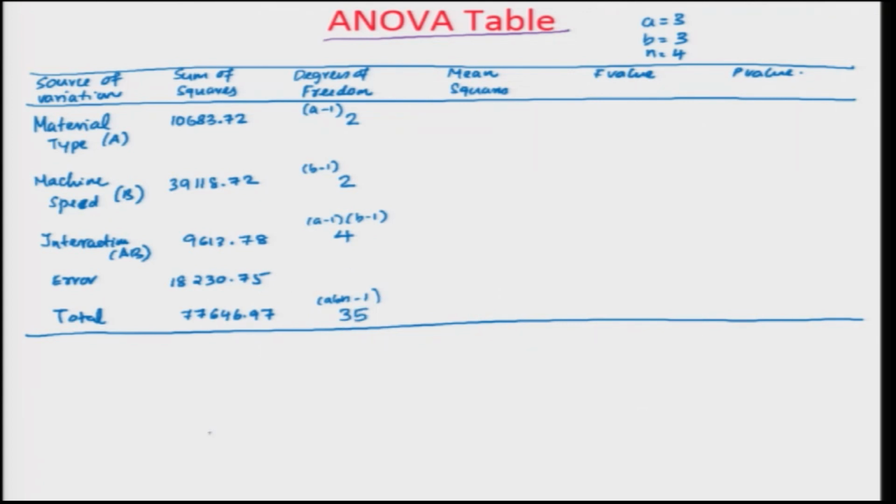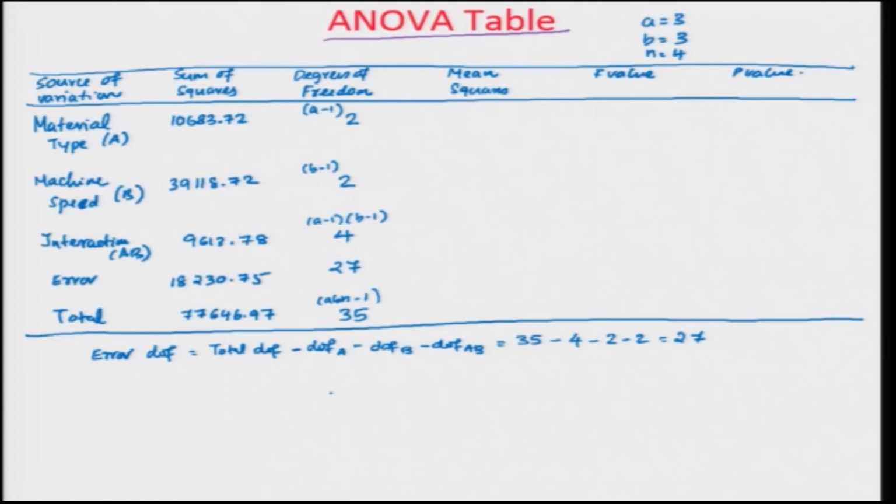So how do I calculate the error degrees of freedom? Error DOF is equal to total DOF minus DOF of A minus DOF of B minus DOF of AB, which is equal to 35 minus 4 minus 2 minus 2. If you do that, you get the value to be 27. So the error degrees of freedom is 27. There is an equation also, AB(N minus 1), which you can use if you want to, but I would rather do it in this particular fashion, right?